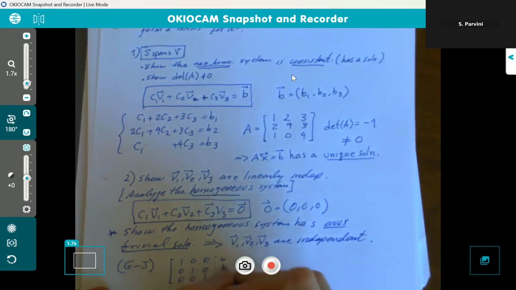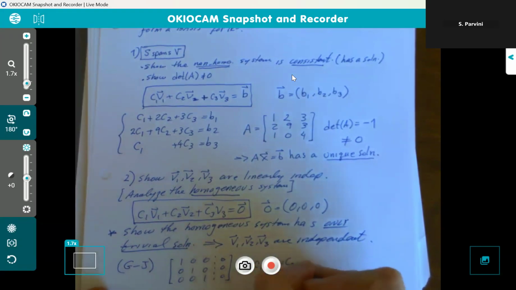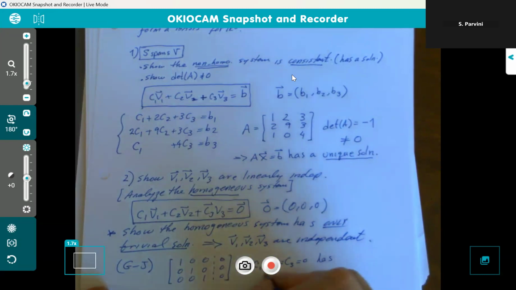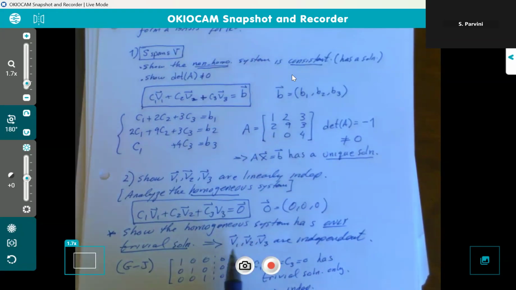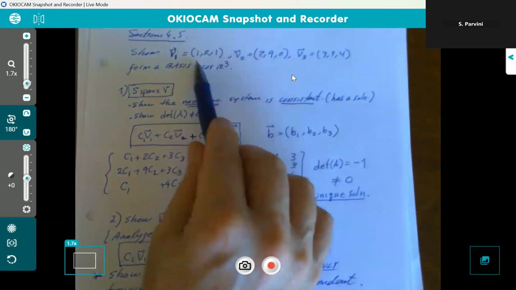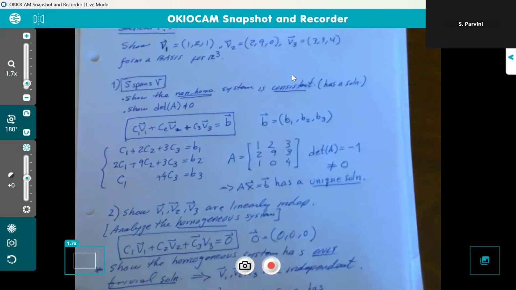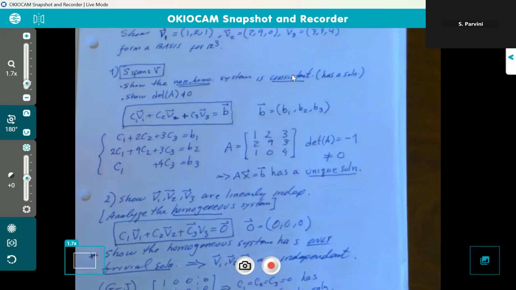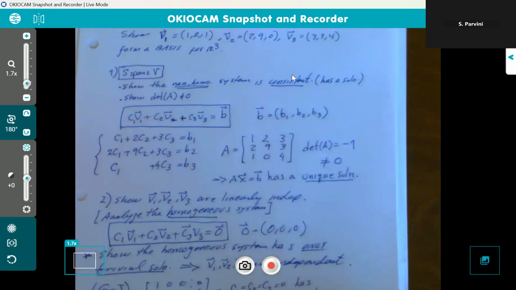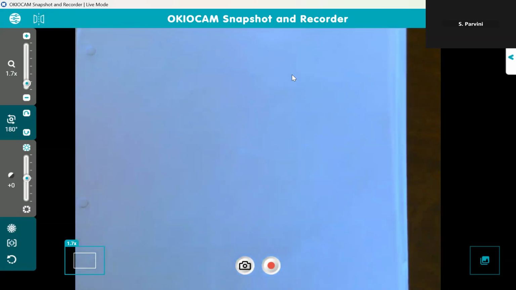If you augment it with 0, 0, 0 for the homogeneous system, you can see that this has only the trivial solution. So this would imply that, again, the coefficients C1 equals C2 equals C3 equals 0. This has the trivial solution only. Therefore, it is independent. That is, the vectors v1, v2, v3, these three vectors, are independent. Okay, so here's one example. Now let's take a look at another example just to clarify this work.